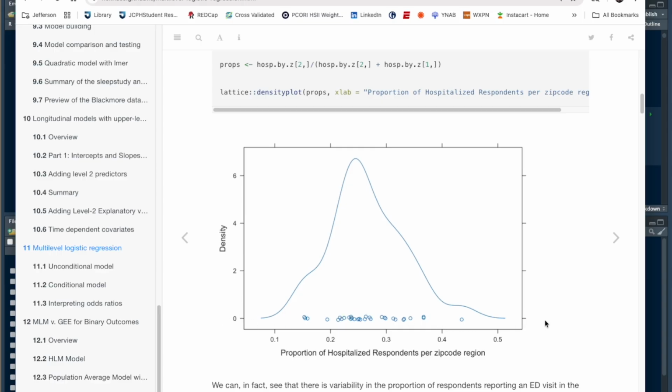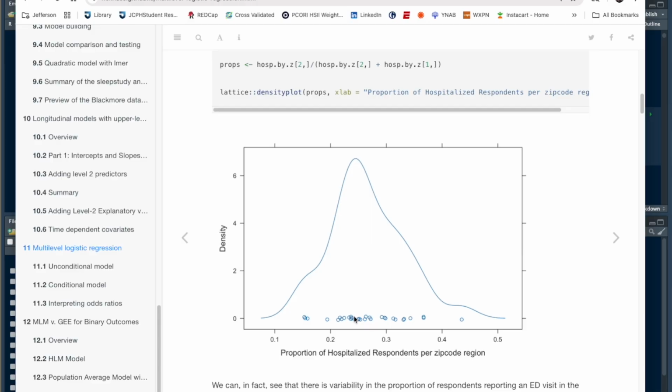So this is important, right? In order to properly, in my view and most statisticians' view, disentangle what's going on here, why do people utilize the emergency department, it's a good idea to differentiate between the contextual effect, which is, on average, different zip code regions have different rates of hospitalization or ED utilization. So that's one piece of the data generating process.